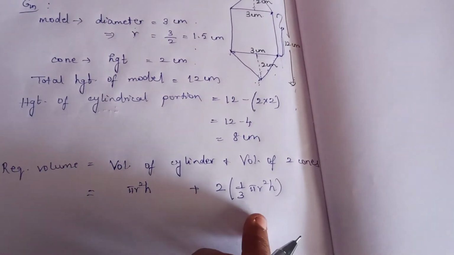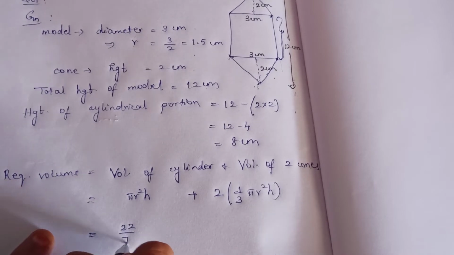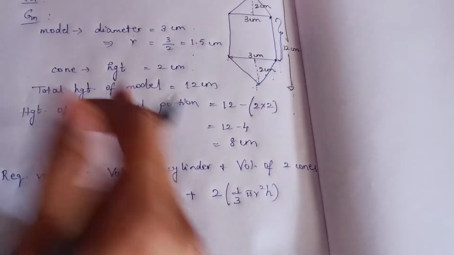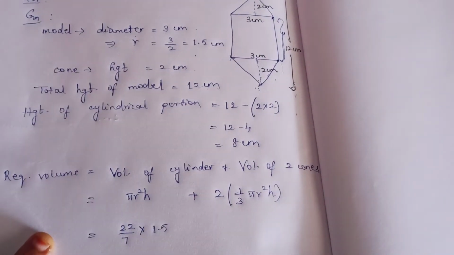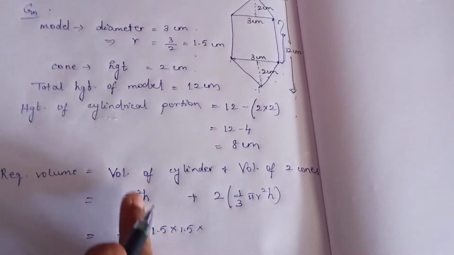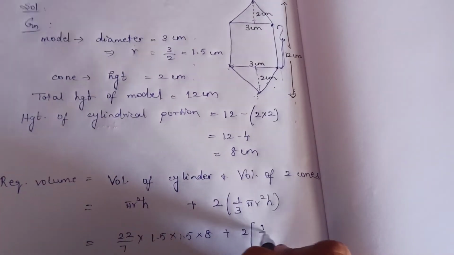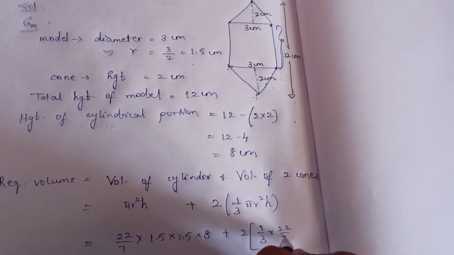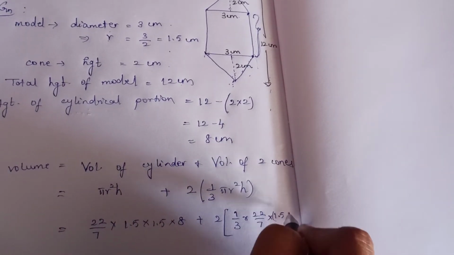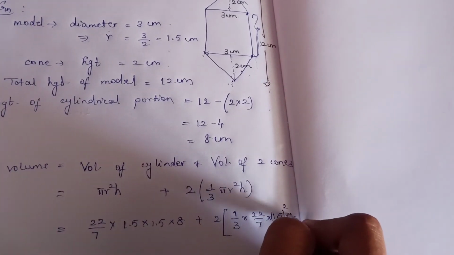Now all the parameters are known. Let us substitute the values. So value of pi is 22 by 7 into radius of cylinder. The radius of the cylinder we have found, so it is 1.5. Since it is squared, I am writing 1.5 into 1.5 into height. Height of the cylinder is 8. Now plus 2 into 1 by 3 into pi, which is 22 by 7, into r squared, which is 1.5 the whole squared, into height of the cone, which is 2.